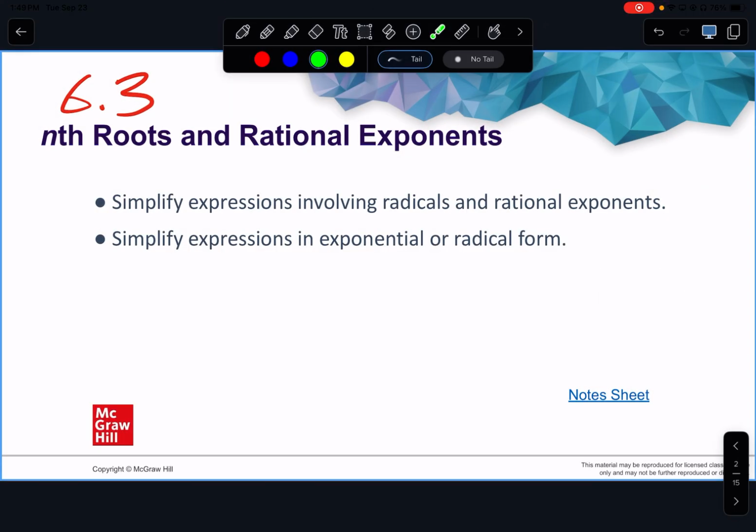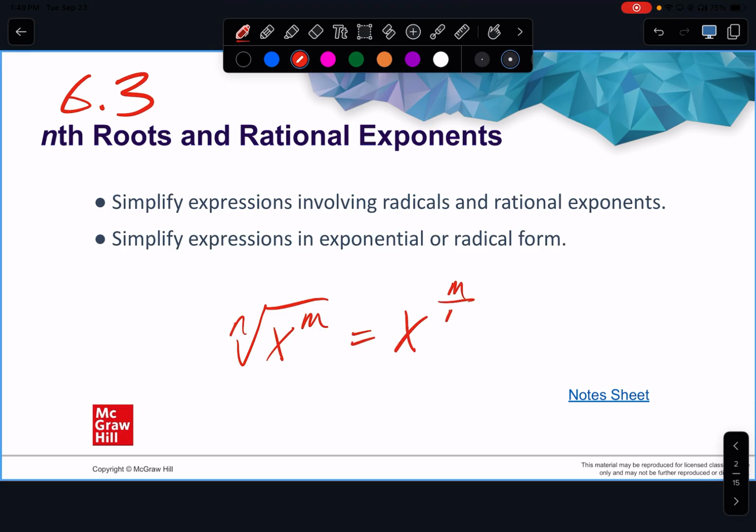So nth roots, this is what we're going to be getting into. We've already done this a little bit with some of our review lessons. It would have been like 6.1. We're going to be working with this right here. It was the nth root of x to the m. You guys remember that? I put it up on that board. I said this is going to be really important. This is the same as x to the m over n. We're going to be digging into this a little bit more today.